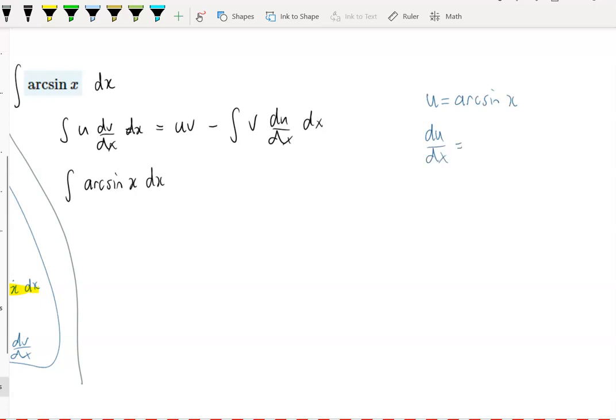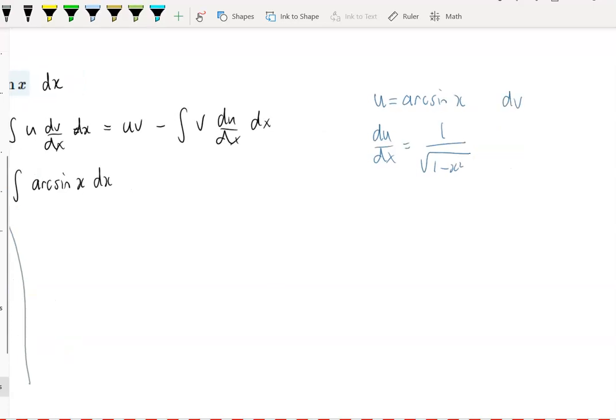because we can find du/dx, because we need that from our formula. And if you think back to your tables and all your work, the derivative of arcsine x is 1 over the square root of 1 minus x squared. Okay, so just keep that in mind. But what the heck is dv/dx going to be? Okay, can we do that? Is there anything we can do to solve that problem?